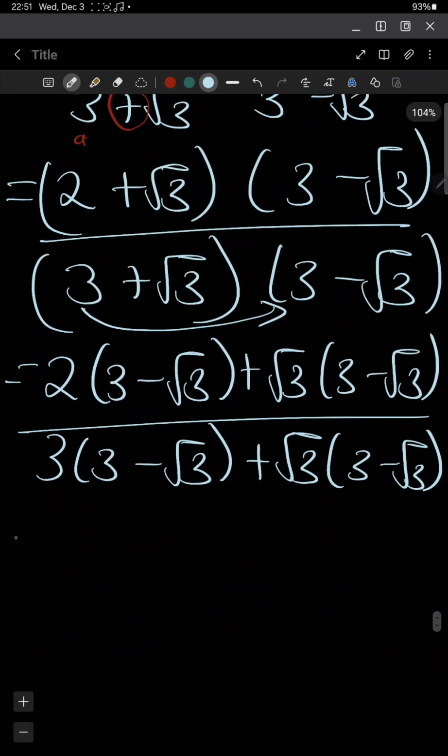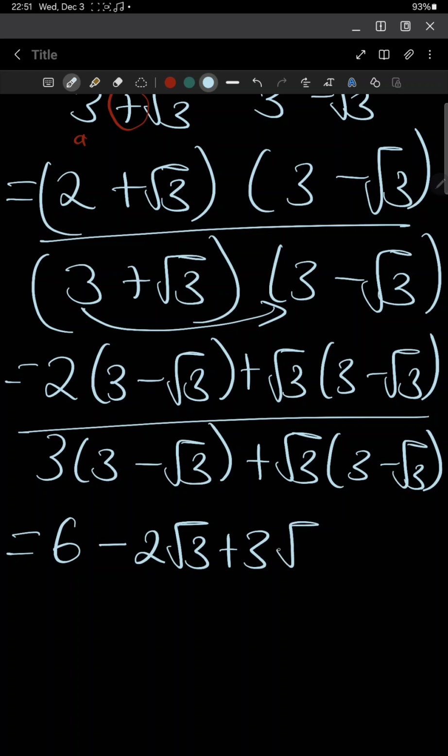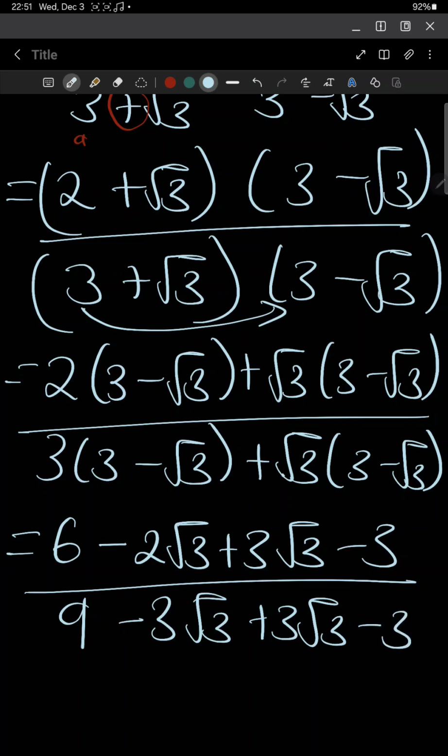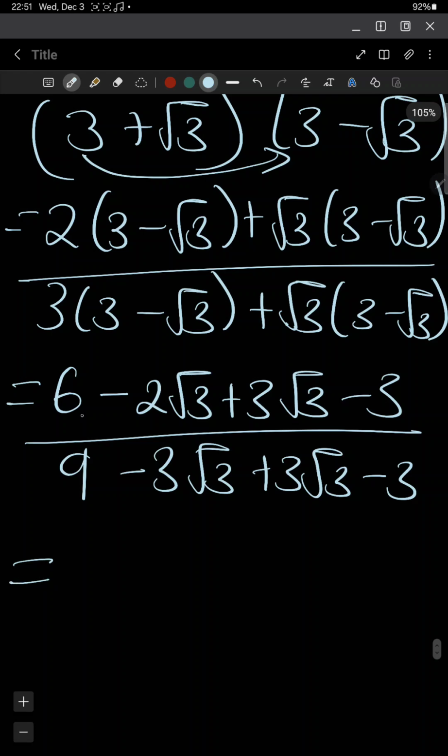After that, evaluate. 3 times 2, 6 minus 3 times square root of 3, it is 2 square root of 3 plus 3 square root of 3. That times that, it is negative 3, divided by, this times this, it is 9 minus 3 square root of 3 plus 3 square root of 3. That times that, square root of 3 times square root of 3, negative 3. After doing that, it will be 6, we can put this and that together, minus 3.